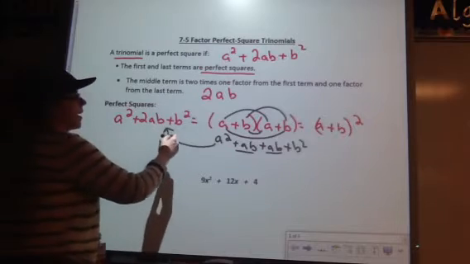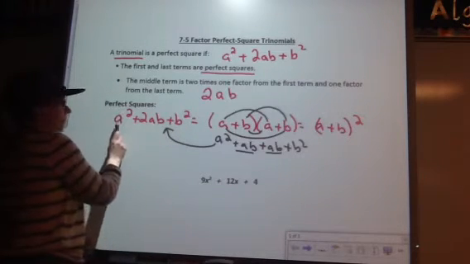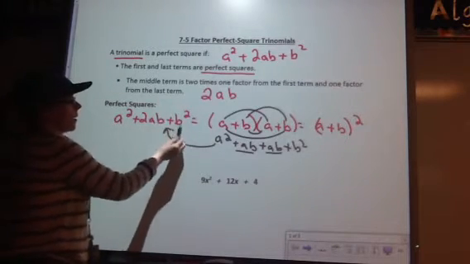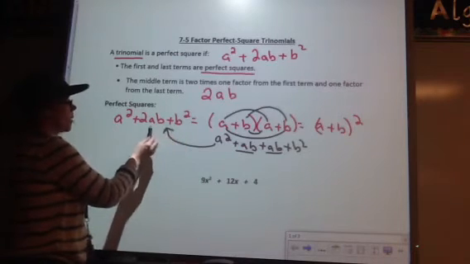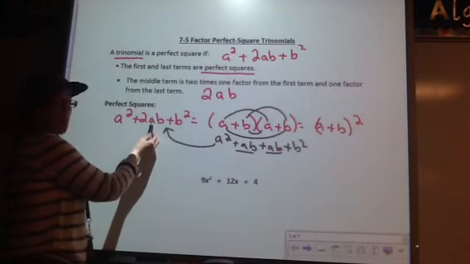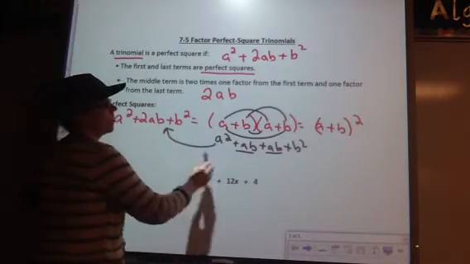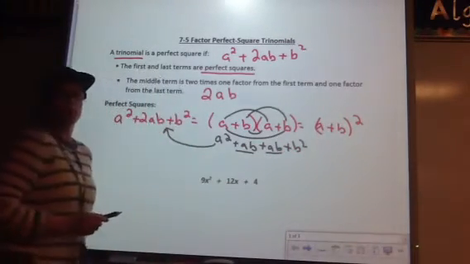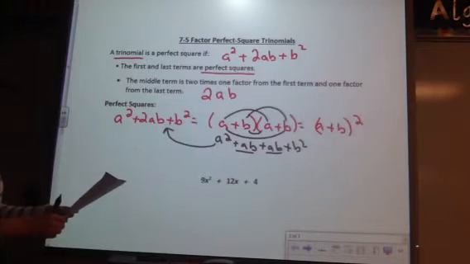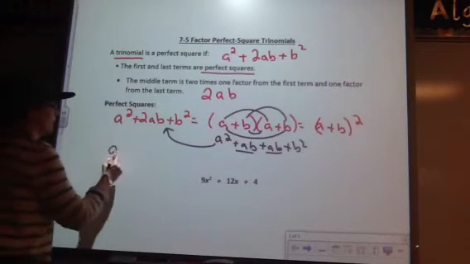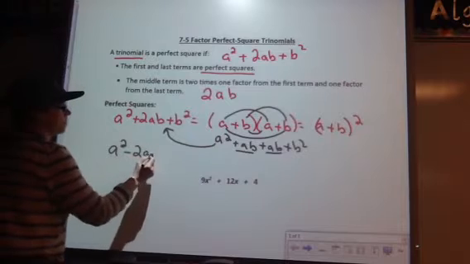So when we factor that out, if our first term is a perfect square, our last term is a perfect square, and our middle term is 2 times one factor of the first term and one of the last term, we know that it's a plus b squared. Okay? You can also do it with subtraction.